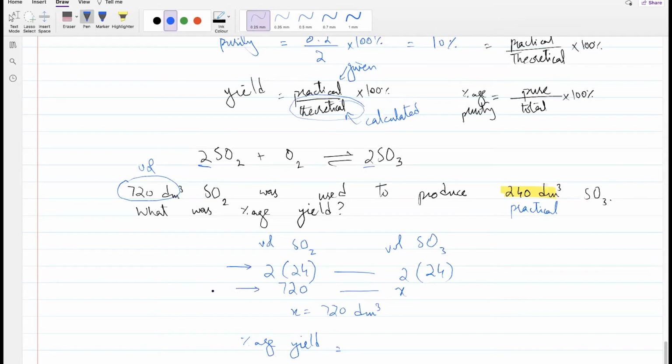अब यहां पर मैंने गिवन वैल्यूज लिखती हैं जो मुझे उसने बताई हुई हैं. यहां पर मैंने लिखते हैं स्टैंडर्ड वैल्यूज. सो गिवन वैल्यू इज that 720 dm cube of SO2 was used. So I would expect 720 dm cube of SO3 to be produced. But वो उतना नहीं हुआ.